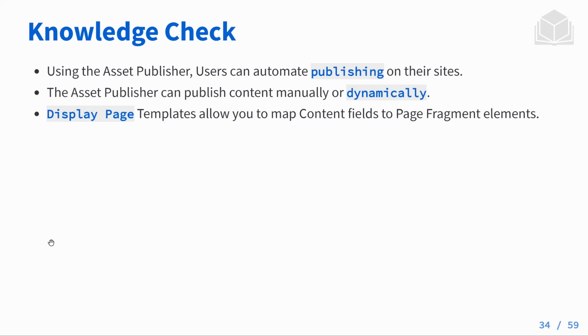Using the asset publisher, users can automate publishing on their sites. The asset publisher can publish content either manually or dynamically, and display page templates allow you to map content fields to the page fragment elements.